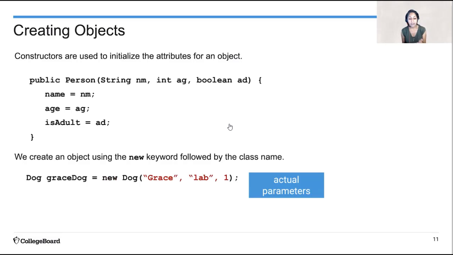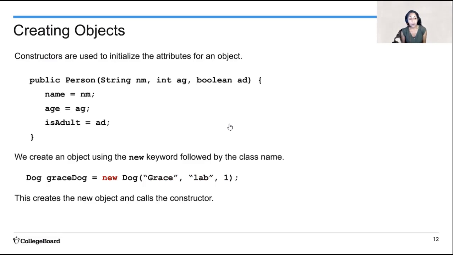And then these values here that I'm going to initialize those attributes with in my constructor, these are the actual parameters that will then be passed to the formal parameters in the constructor. So ultimately, this line of code will create the new object and call the constructor.